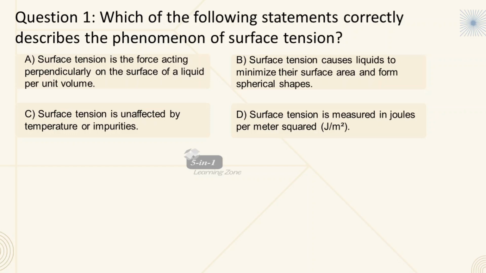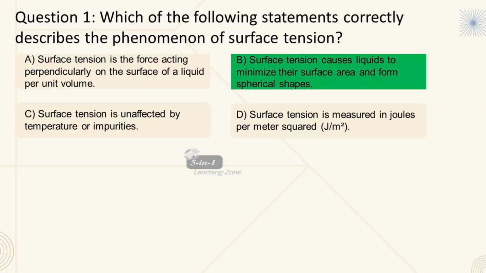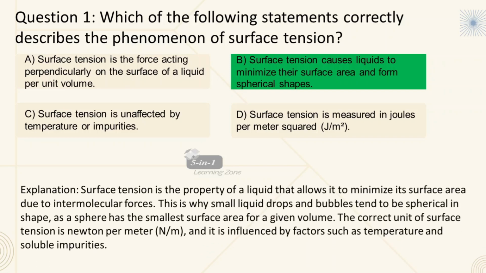Which of the following statements correctly describes the phenomenon of surface tension? Answer: B. Surface tension causes liquids to minimize their surface area and form spherical shapes. Explanation: surface tension is the property of a liquid that allows it to minimize its surface area due to intermolecular forces. This is why small liquid drops and bubbles tend to be spherical in shape, as a sphere has the smallest surface area for a given volume.